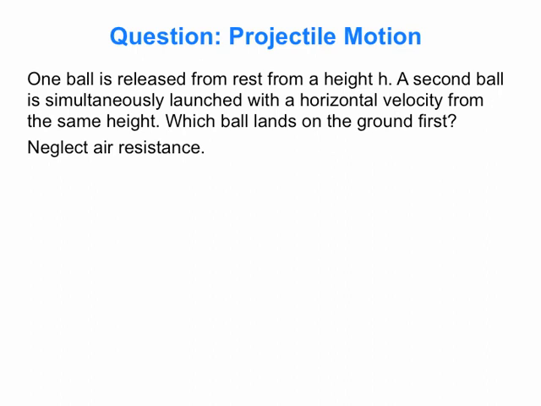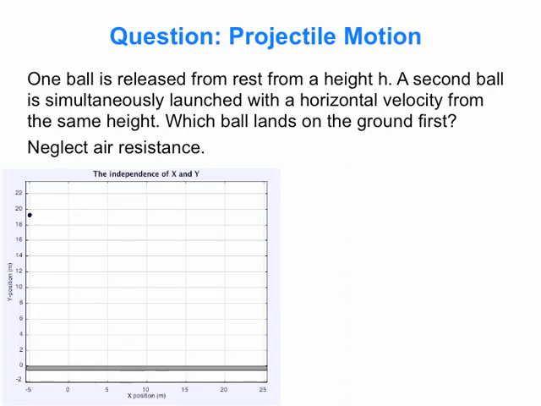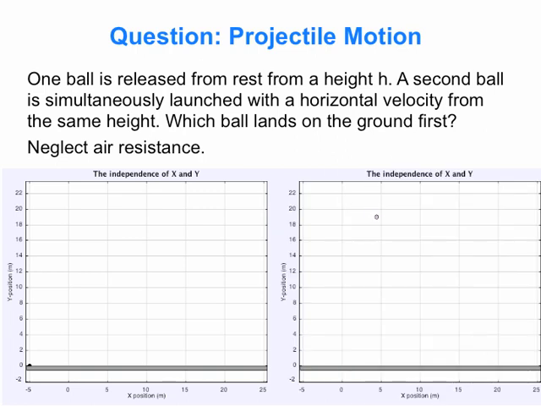Let's just have a look at these two motions, just so we know what we're trying to compare. The first motion is the ball which is simply dropped from rest. It falls, in this case, 20 meters down to the ground. The other ball has an initial velocity directed horizontally and follows this particular path down to the ground. It also falls through a height of 20 meters.